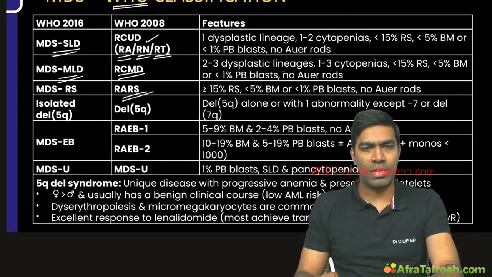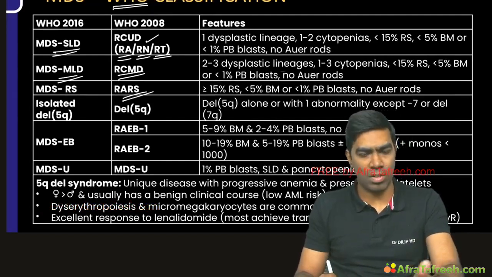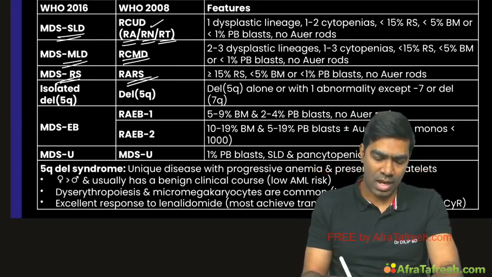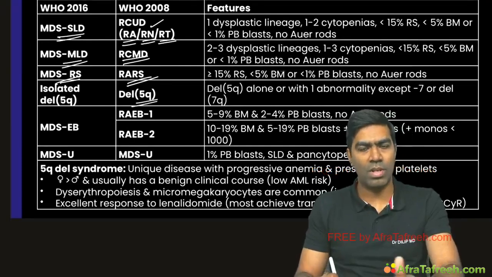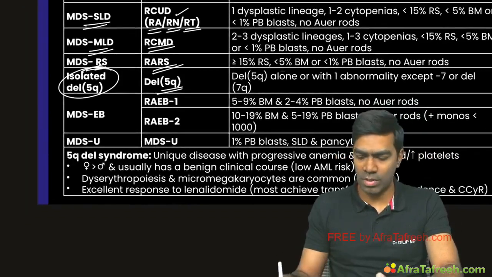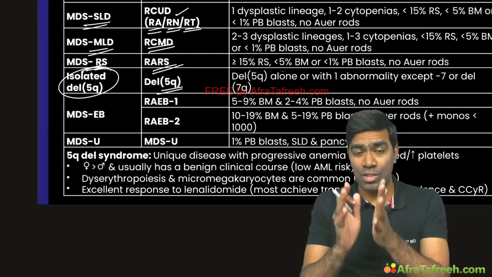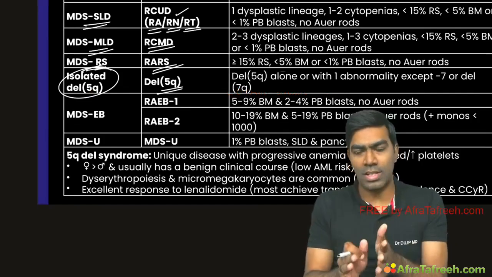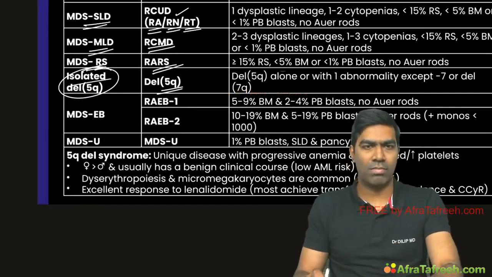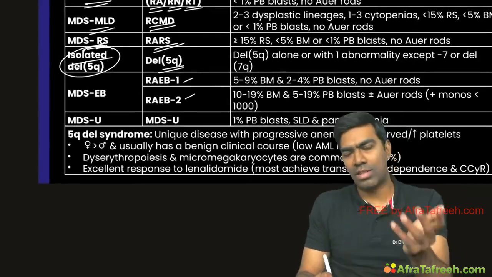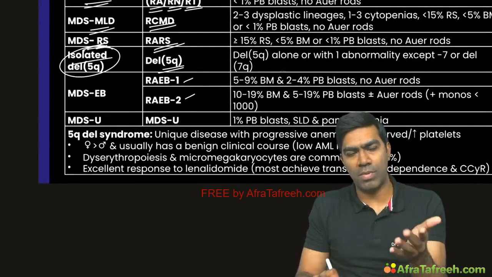And third, we had something called RARS, that is refractory anemia with ring sideroblast. Now the new term for that is MDS with ring sideroblast. Then we had deletion 5q syndrome associated MDS. Now this has been renamed as isolated 5q deletion, because 5q deletion is something that you can notice in other types of MDS also. But if it's isolated, if it's the only cytogenetic change that is seen, then it will be called isolated 5q deletion.